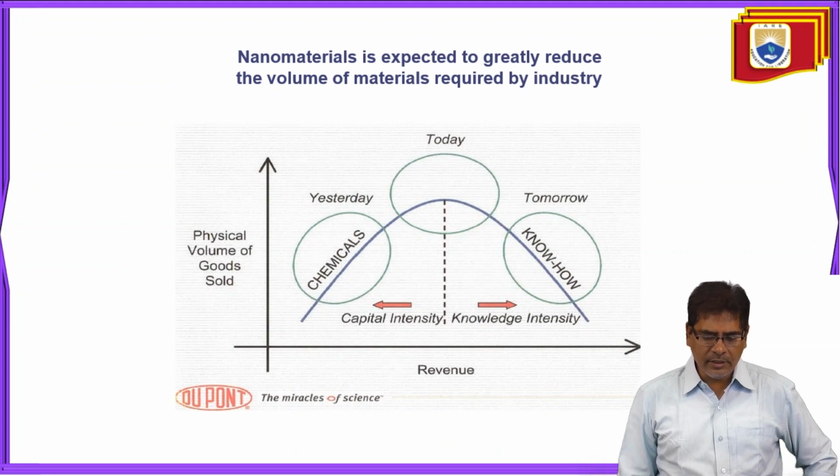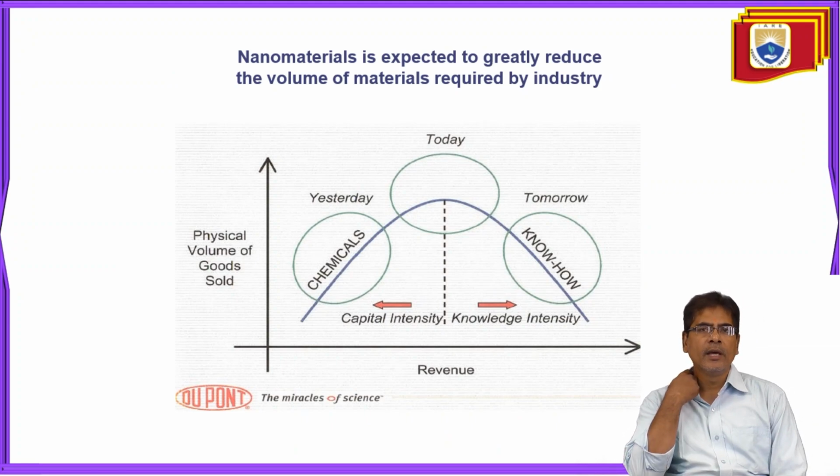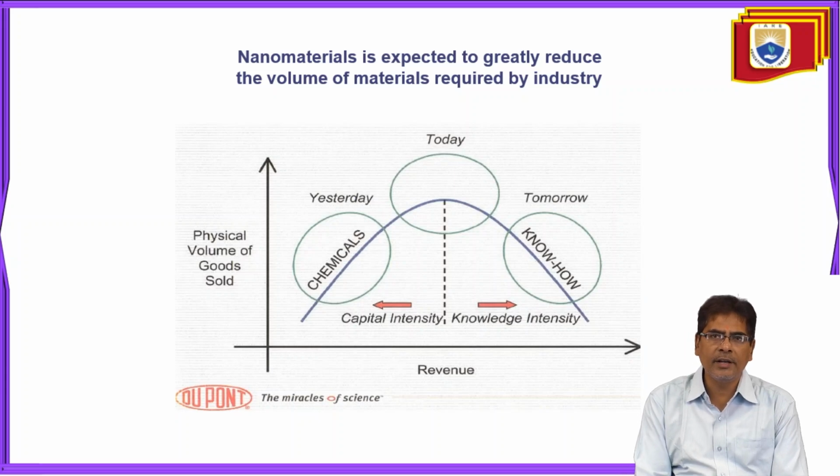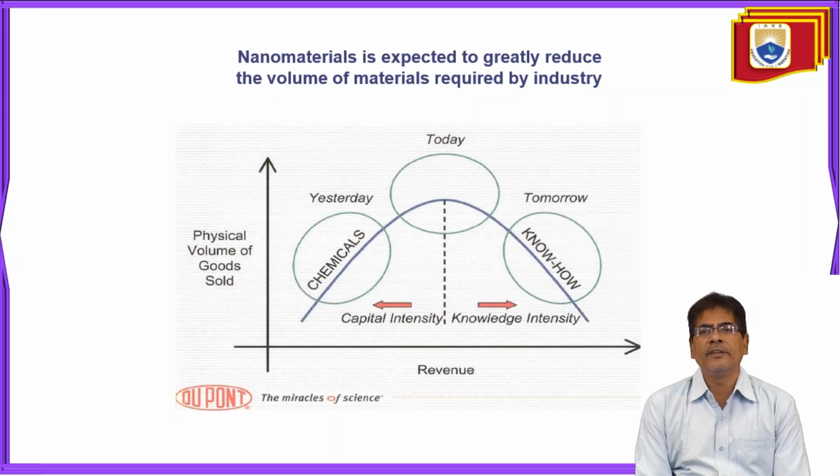Nanomaterials are expected to greatly reduce the volume of materials required by industry. So this is about capital intensity and knowledge intensity, the variation we observe between the revenue developed and the physical volume of goods sold.